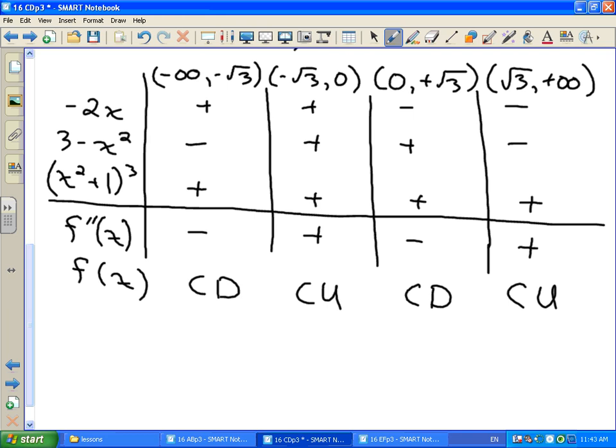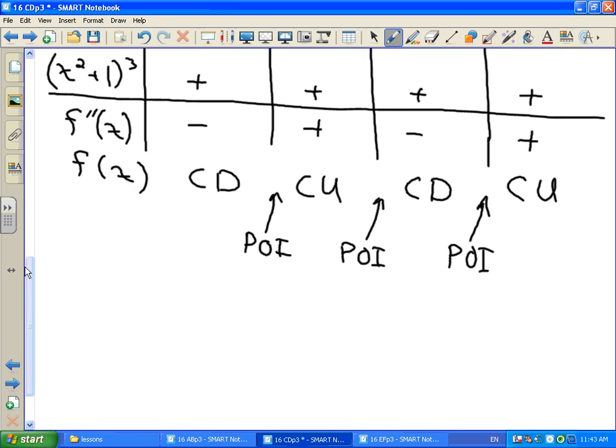Now, we can look for our points of inflection, because a point of inflection is where our concavity changes. Okay? So we've got, let's see, 3 points of inflection here. Okay? And we'll just say point of inflection, point of inflection, point of inflection. Because at each of these places we switch from concave down to concave up, or concave up back to concave down. Okay.